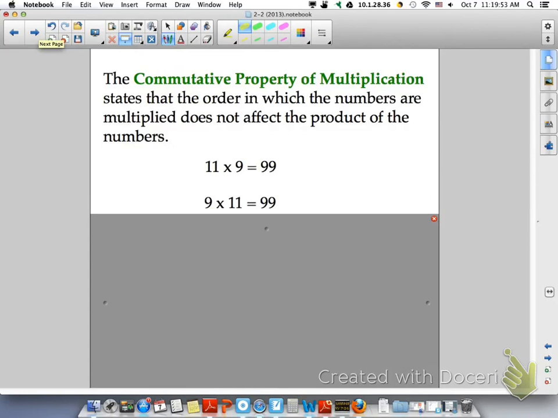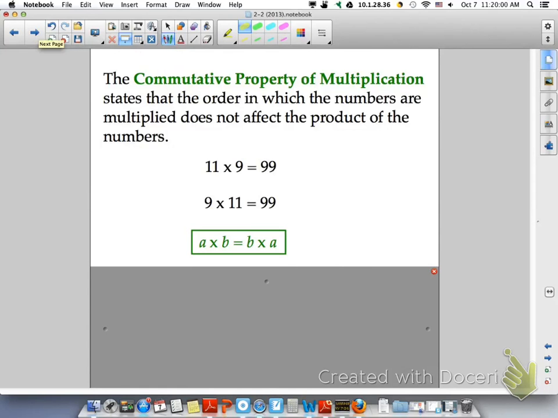How do I write that algebraically? A times B. Very good. Equals B times A. Excellent. A times B equals B times A. Good? Yep. All right, two properties, commutative property of addition, commutative property of multiplication.